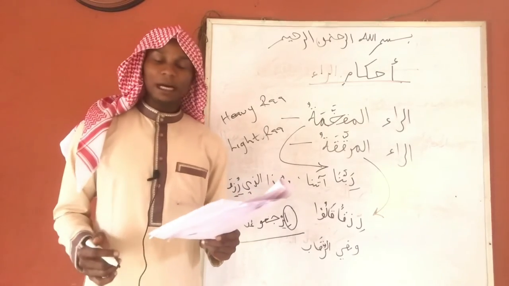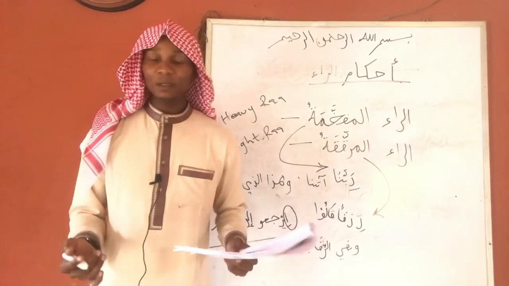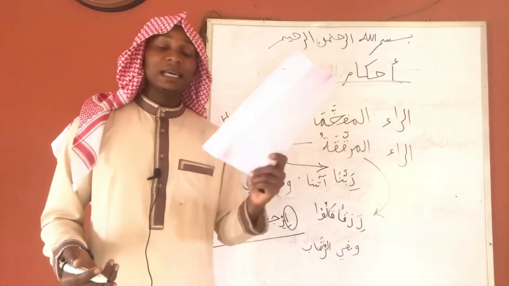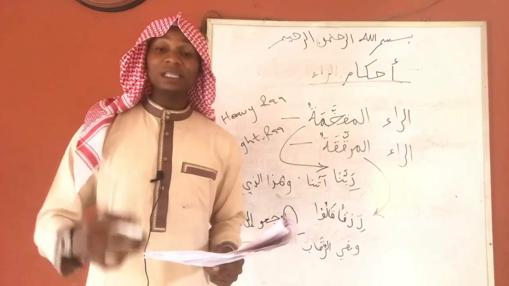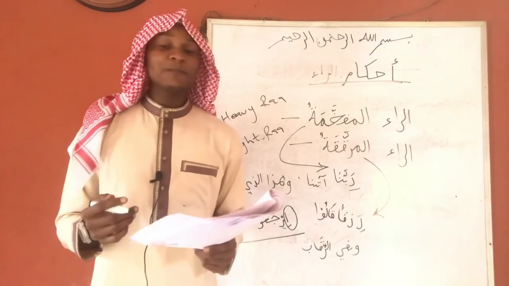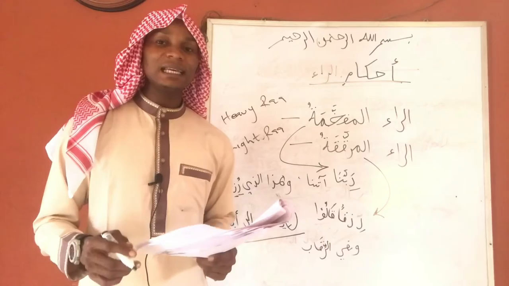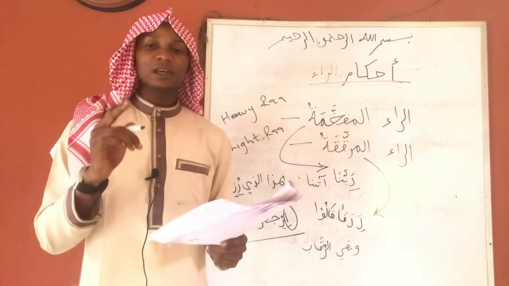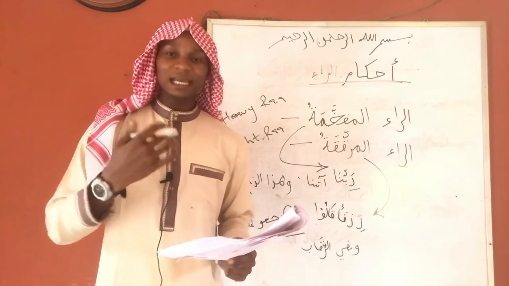Now going back to reciting the light Ra. We have said, when it is having kasra, whether the Ra is coming in the beginning, the middle, or the end of the word, you have to read it light. And we gave examples. Another example is وَاذْكُرِ اسْمَ رَبِّكَ وَتَبَتَّلْ إِلَيْهِ تَبْتِيلًا. That Ra there is to be read like that.